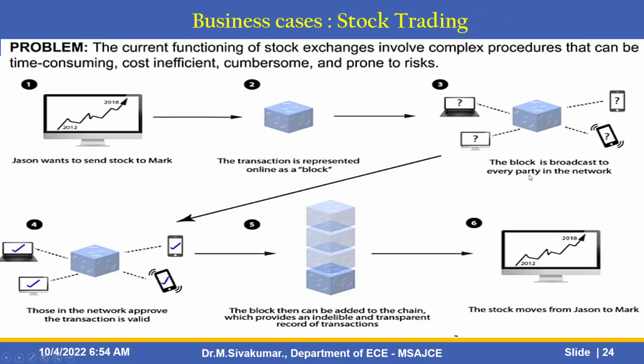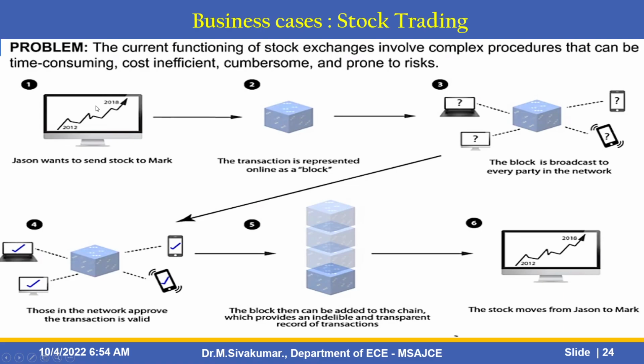Then these are used for stock trading. The current functioning of stock exchanges involves complex procedures that can be time consuming, cost inefficient, cumbersome, and prone to risk. Here is a technology. For example, Jason wants to send stock to a market. The transaction is represented online as a block, and finally the block is broadcast to every party in the network. So this is the network-approved transaction.